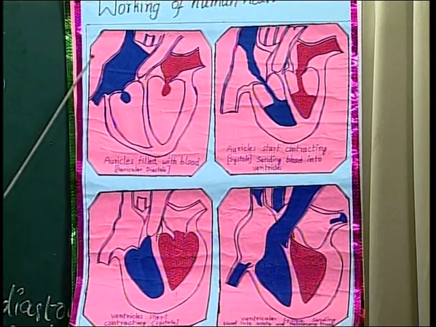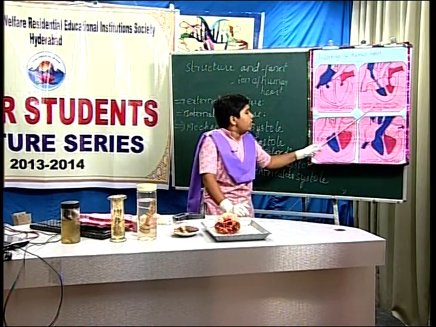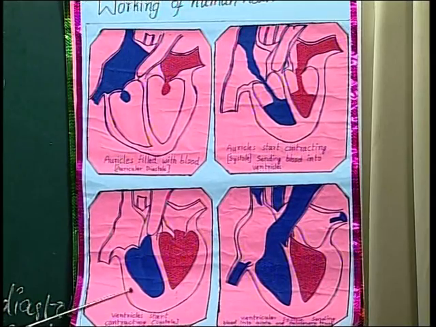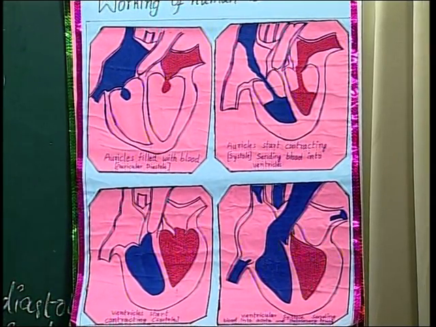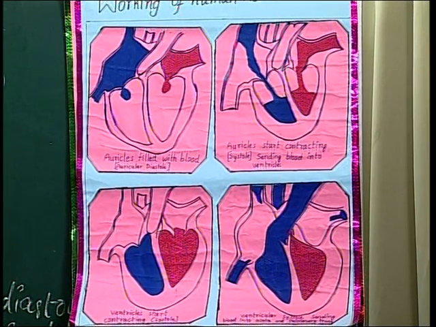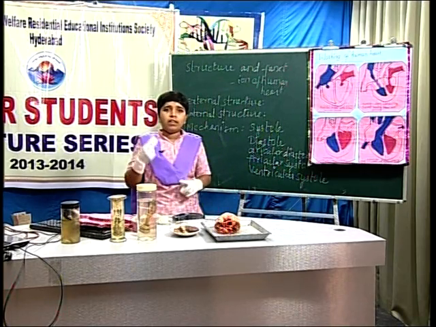Auricular diastole, auricular systole and ventricular systole, these three together are called one heartbeat. So, finally, there are two phases in the heart: one is the systolic phase and the other is the diastolic phase.